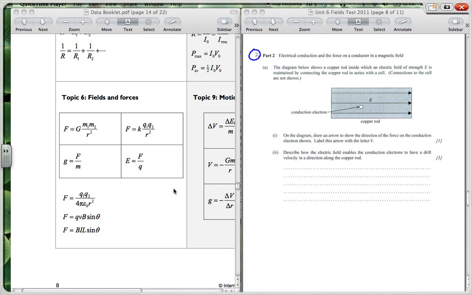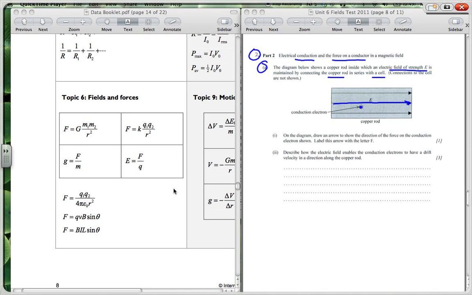Question 2, these questions are about electrical conduction and the force of a conductor in a magnetic field. So question A, the diagram below shows a copper rod inside which an electric field of strength E is maintained by connecting the copper rod in series with a cell. Connections to the cell are not shown. So you've got this electron here and you've got your electric field in that direction.